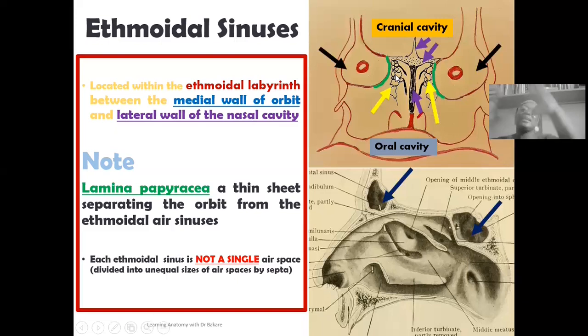So it is not like a single air-filled space as what is seen in other sinuses. So this is what is distinct about the ethmoidal sinus. And of course, this collection of air-filled spaces that are separated by septa are further subdivided into the anterior, the middle, and posterior ethmoidal sinuses. So we have this collection or group of air sinuses being divided into three sub-regions. So we have the anterior, the middle, and the posterior ethmoidal sinuses, just for us to also know this.